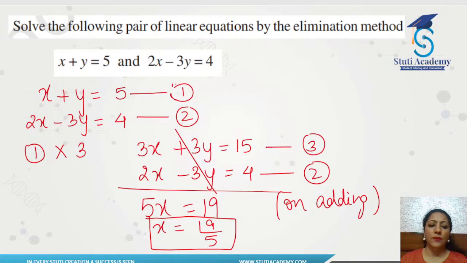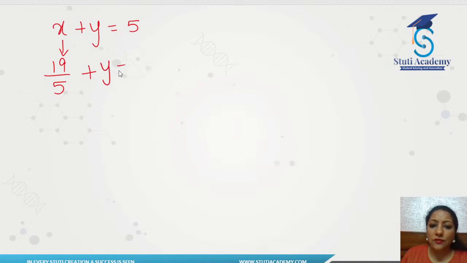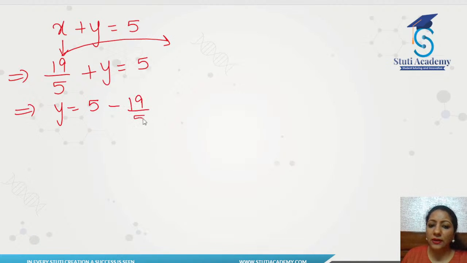Now we've got one of the values here. X we've got as 19 by 5. So I'm writing the first equation here, x plus y equal to 5. And now I know x is 19 upon 5. So I'll put the value of x here. And further, I'll solve for y. So I'll take this on the right hand side and I'll get 5 minus 19 upon 5.